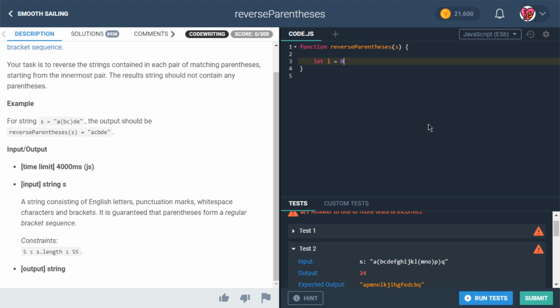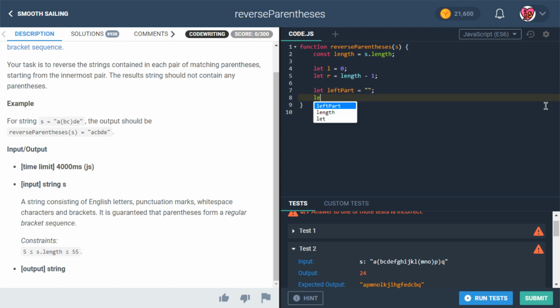We'll say L is going to start at 0. That's going to be our left iterator. R is going to start at, I guess, length minus 1. And I might as well just go ahead and make a constant for length, which is going to just be s.length. Okay, so no major surprises there. So we've got our left iterator, we've got our right iterator. Now we also want to keep track of the left part of the string as well as the right part of the string.